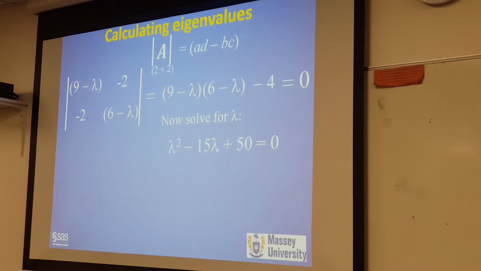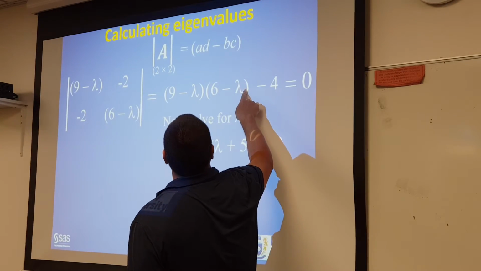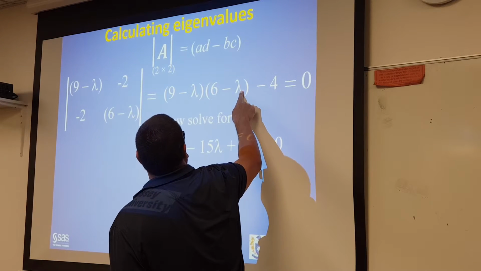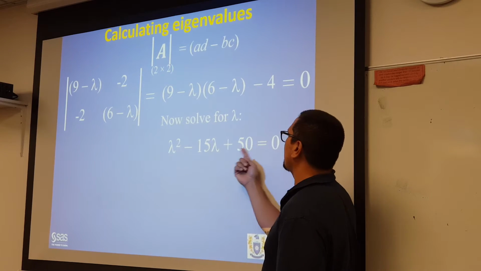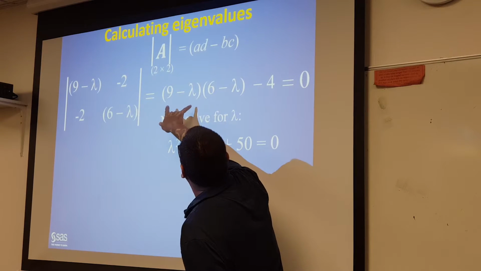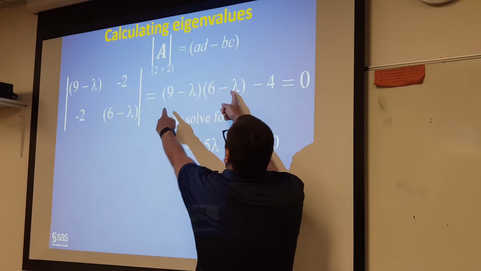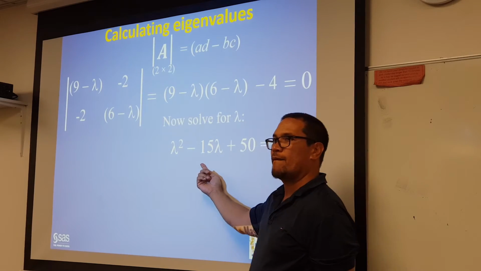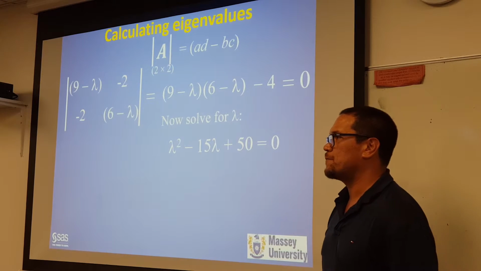So let's expand that, right? Well, what do we get? We've got a 9 times 6, 9 times negative lambda, and negative lambda times 6, negative lambda squared, right? So the 9 times 6 is 54, but then we've also got a minus 4 on there, so that makes it 50. We've got a lambda squared in there, and then we've got a negative 9 lambda and a negative 6 lambda, right? So that makes the 15 lambda here. So we end up with lambda squared minus 15 lambda plus 50 equals 0, right?